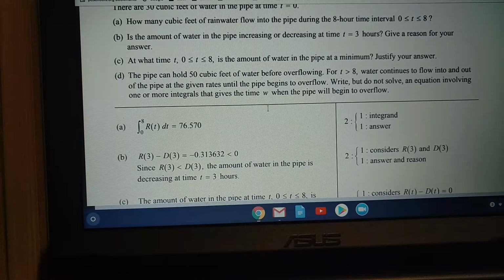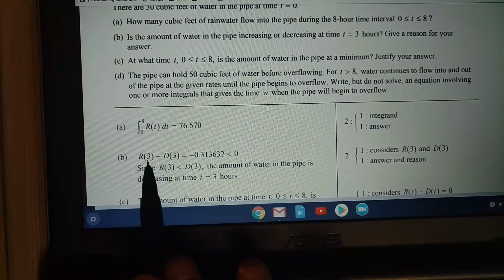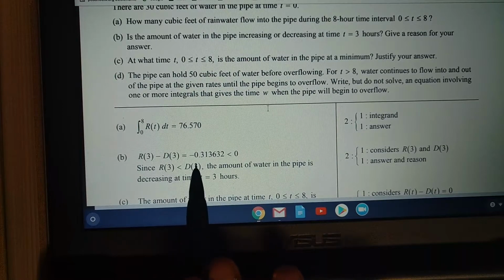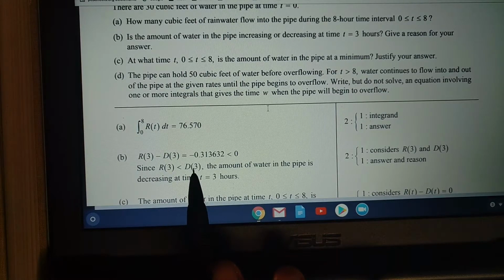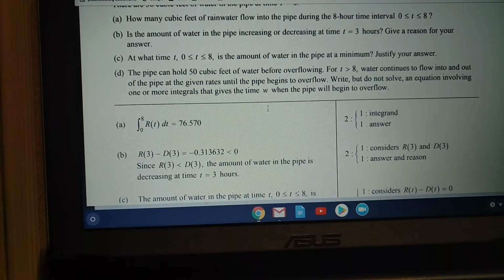The next point is when you compare them, you must figure out that the rate going out, the D at 3, is bigger than the rate coming in, or if you compare the two of them like this, you'll see your value is negative. So at some point, the key thing is that you can state this: the rate going in is less than the rate going out. R at 3 is less than D at 3. Therefore, the amount of the water in the pipe is decreasing. And that would be your reasoning.